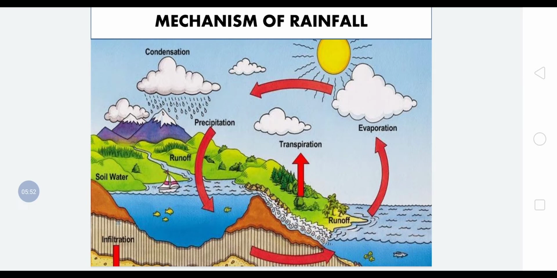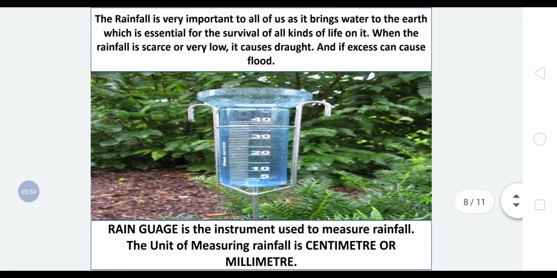And rainfall is very important to all of us as it brings water to the earth, which is essential for the survival of all kinds of life on it. When the rainfall is scarce or very low, it causes drought, means सूखा पड़ जाता है. And if excess rain occurs, it causes flood, means बाढ़ भी आ जाती है. Rain gauge is the instrument used to measure rainfall, and the unit of measuring rainfall is centimeter or millimeter.